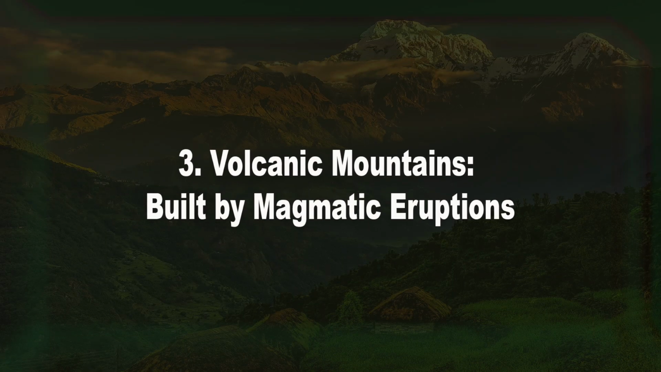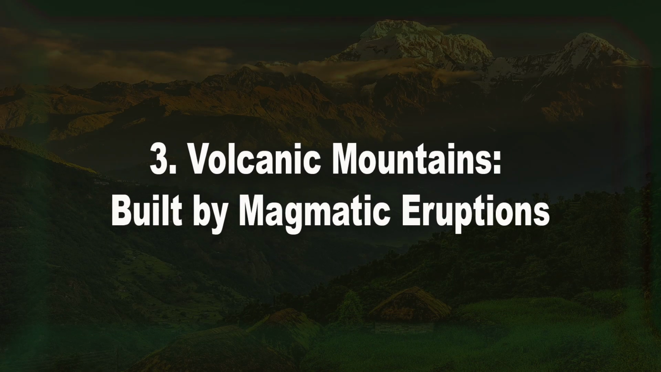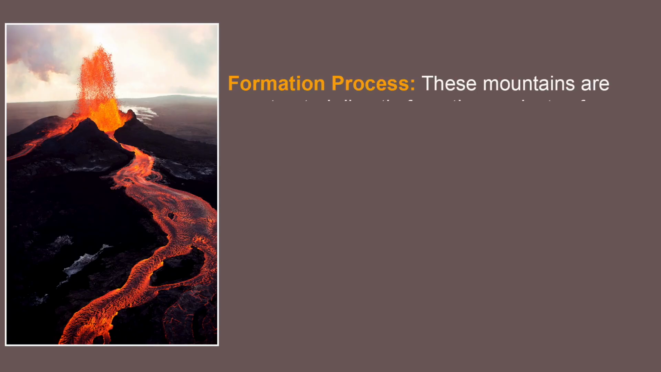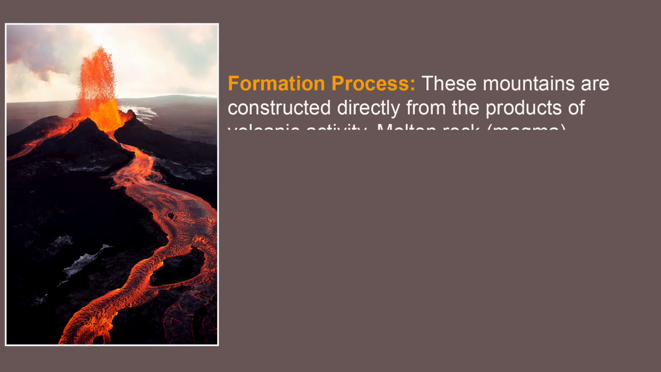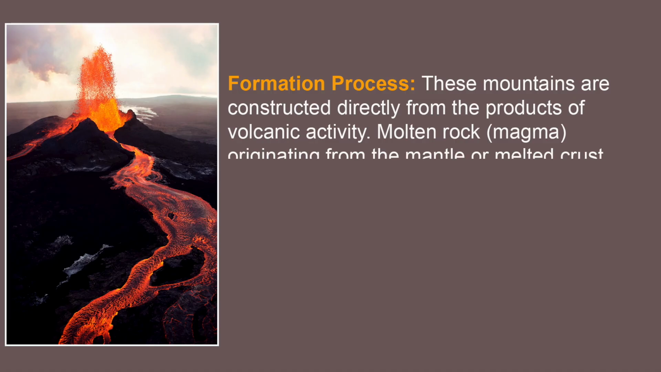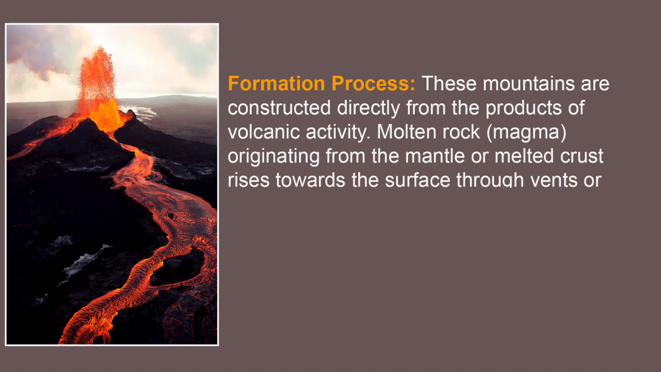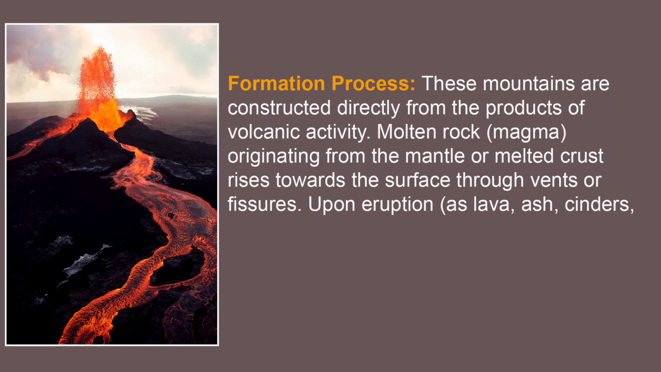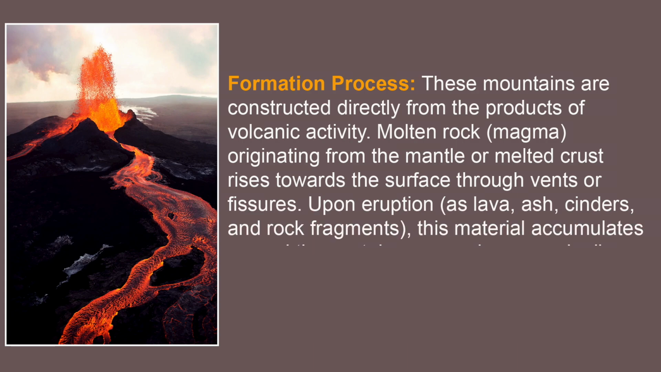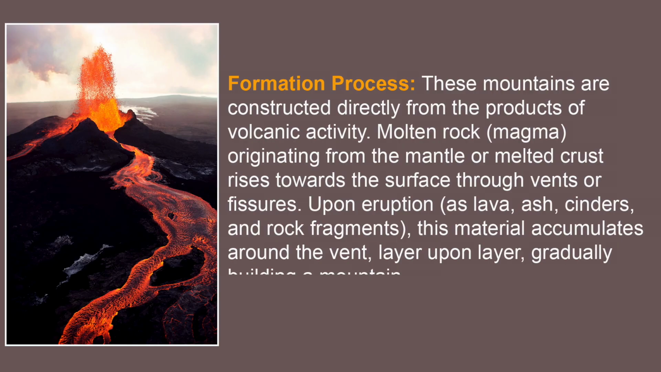Now let's understand the third type of mountain ranges, which are the volcanic mountains. These are built by magmatic eruptions. Let's understand the formation. These mountains are constructed directly from the products of volcanic activity. Molten rock or magma originating from the mantle or melted crust rises towards the surface through vents or fissures. Upon eruption, as lava, ash, cinders, and rock fragments, this material accumulates around the vent layer upon layer, gradually building a mountain.